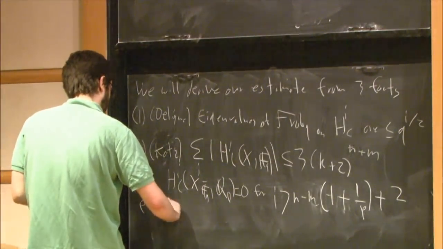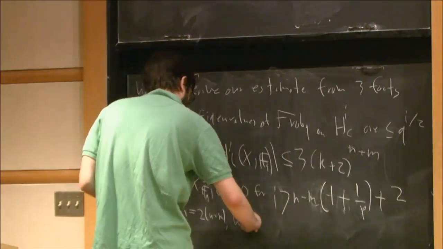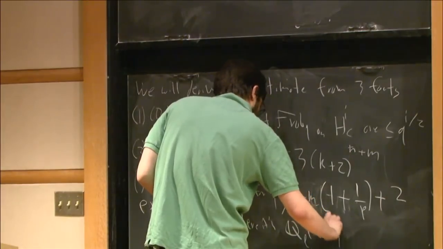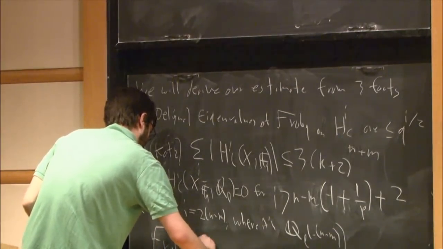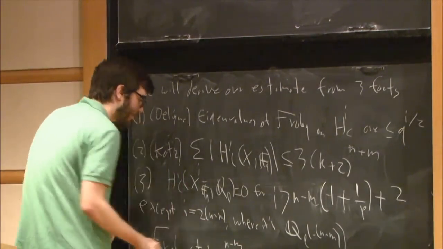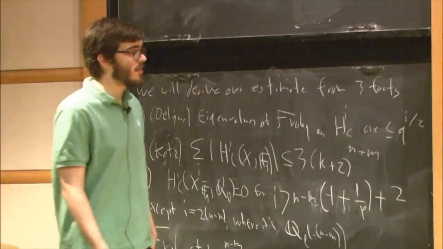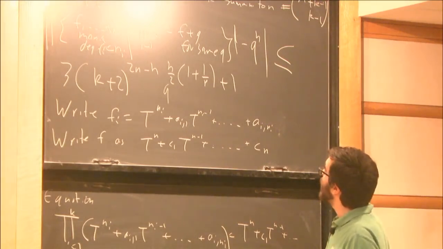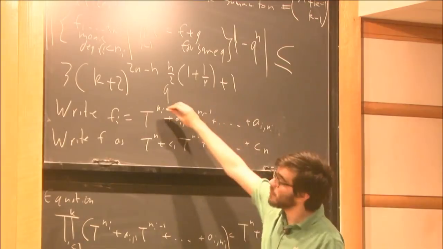Except for I equal to 2n minus m, where it's one dimensional and is equal to QL of minus (n minus m), which is a fancy way of saying that Frobenius acts on it by q to the n minus m. So given these 3 facts, it's not so hard to see why this estimate is true. We get a contribution of q to the n minus m, which is q to the h, from this top cohomology group. And then if we look at all the other cohomology groups, the Betti numbers are bounded by this, and the size of the eigenvalues is bounded by this.